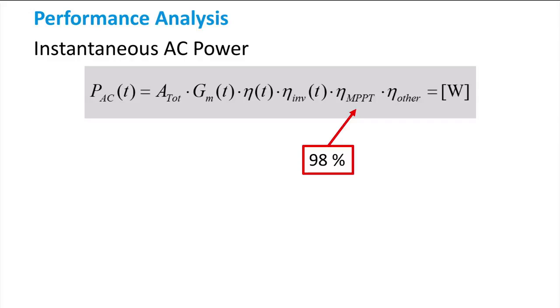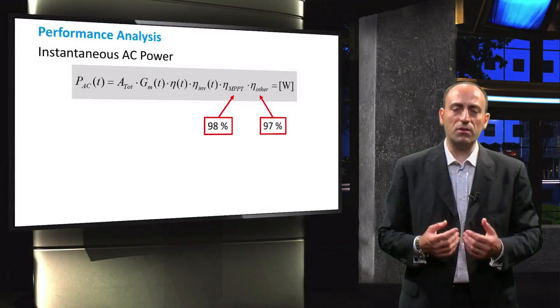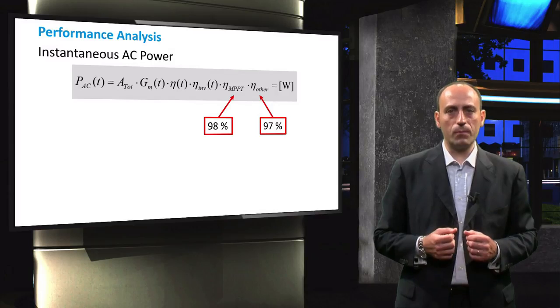For a more advanced analysis, you can also calculate its instantaneous values by coding and simulating the MPPT algorithm separately. In the other efficiency parameter, soiling, cabling, and any other losses that could occur in a PV system are included. This efficiency parameter is usually set at 97%.